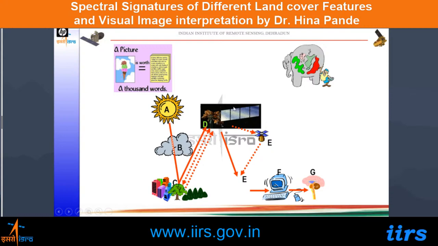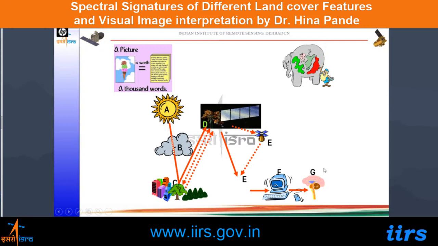The energy that reaches the sensor is recorded in a digital form. The signal is recorded at the sensor. It is then transmitted to ground receiving stations, pre-processed for the removal of errors, and then supplied to users for interpretation purposes for different kinds of applications.